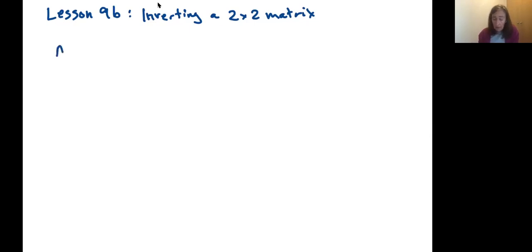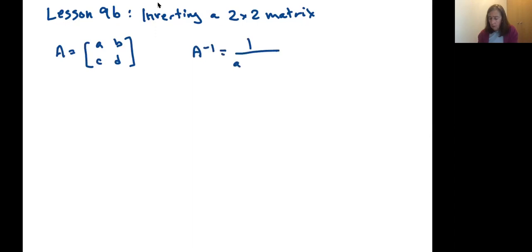So let's start with a 2 by 2 matrix. Rather than using the subscripts, let's give the elements different letters. Okay, so there's our matrix. Here's the formula for the inverse of a 2 by 2 matrix. A inverse is 1 over AD minus BC times the matrix D, negative B, negative C, A.